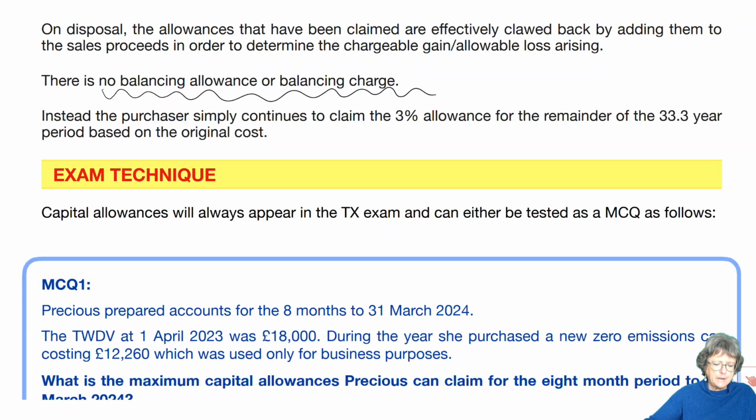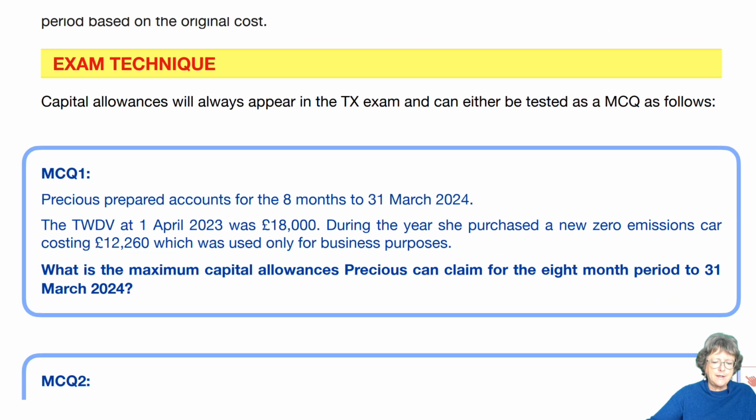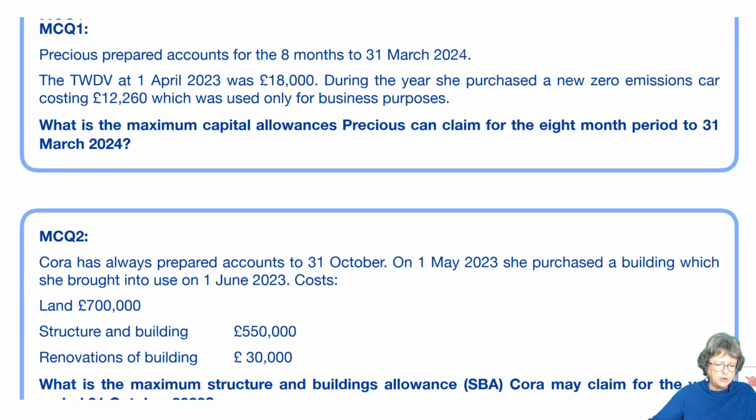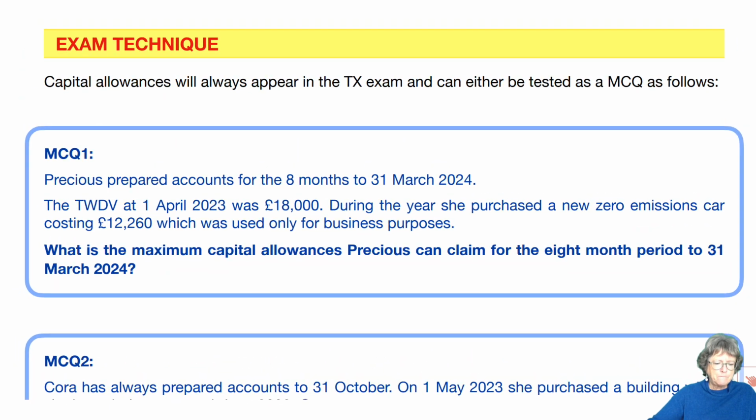Now, capital allowances always appears in the TX exam. It could be tested as a multiple choice question. So these two here are simple multiple choice questions that I've put here. Practice those within your tax manuals from BPP and or your revision kits.